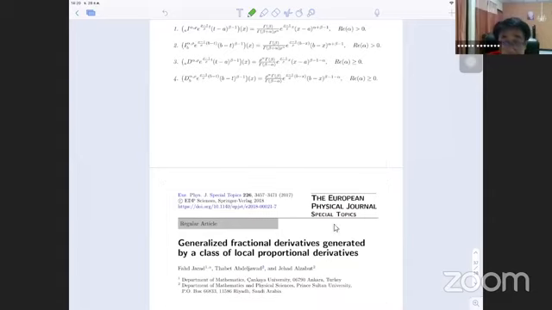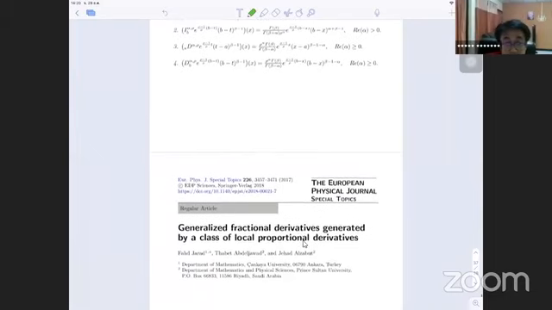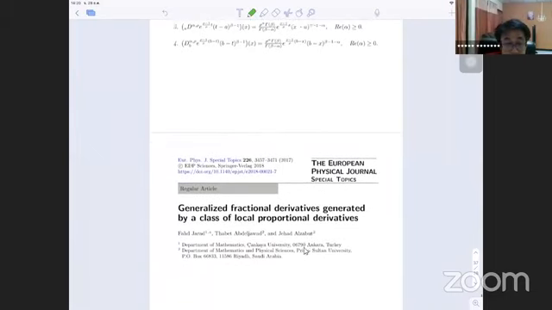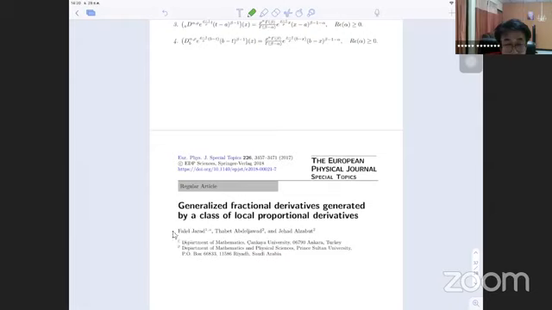I got this paper from one student of Poom. This was published in 2018 by this mathematician.